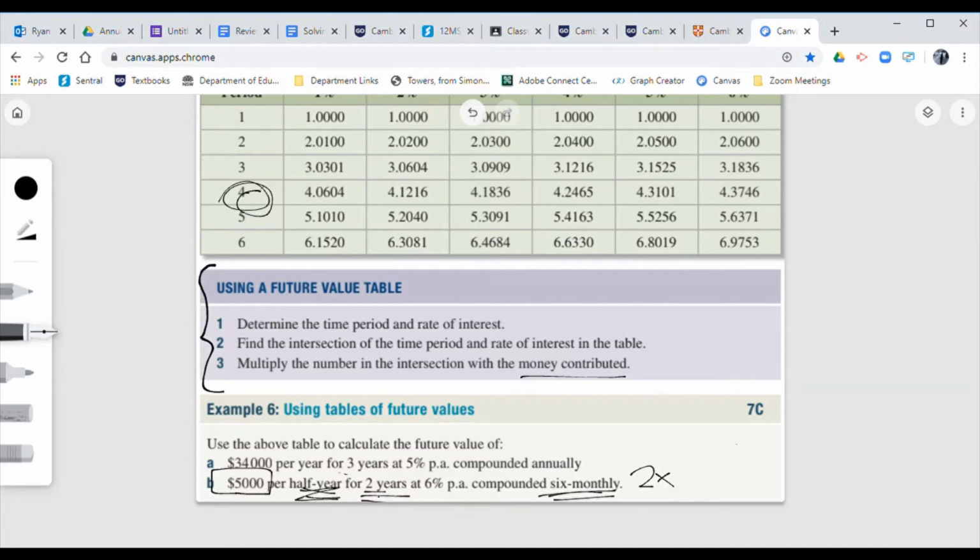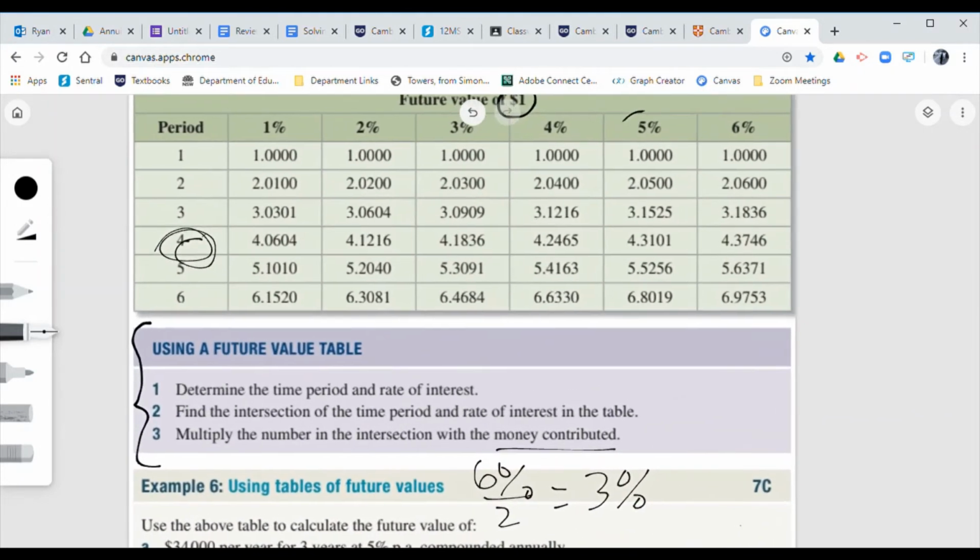The next thing we're going to do is take our 6%. So we have our 6% that we have here. And that 6% is compounded 6 monthly, but that's a per annum percentage. So that means, again, we have to divide by 2 to get to 3%. We now use that 3% above in our table.